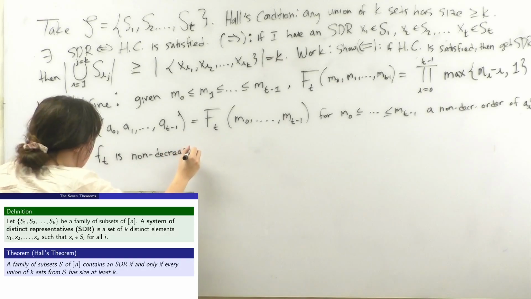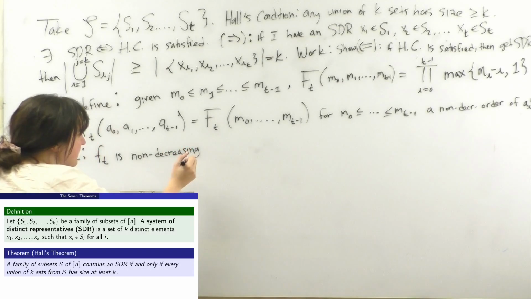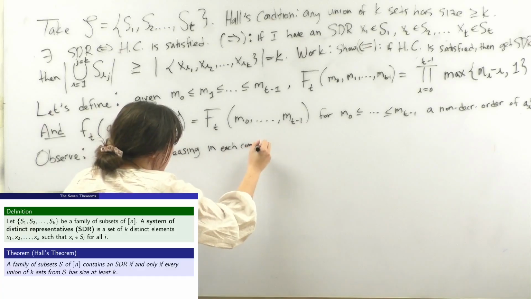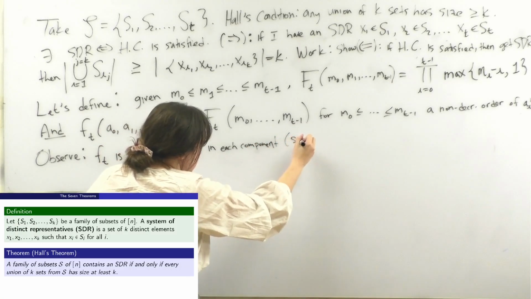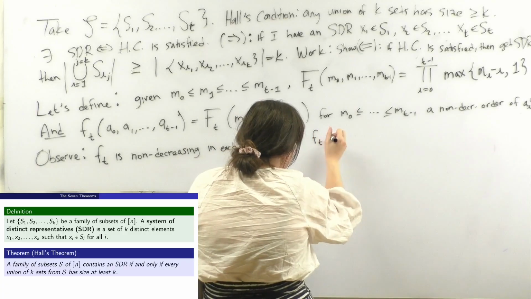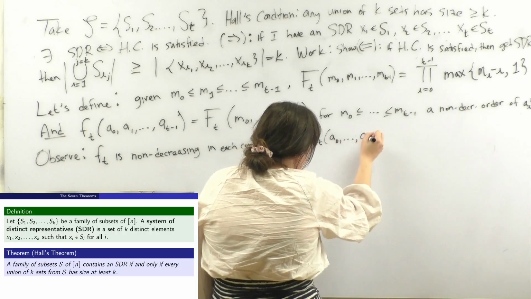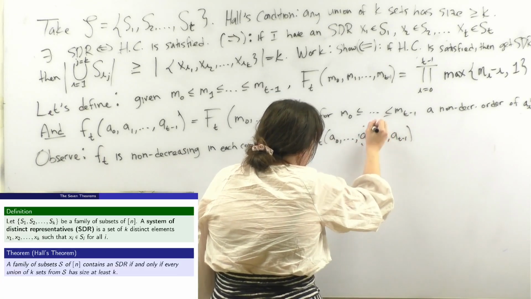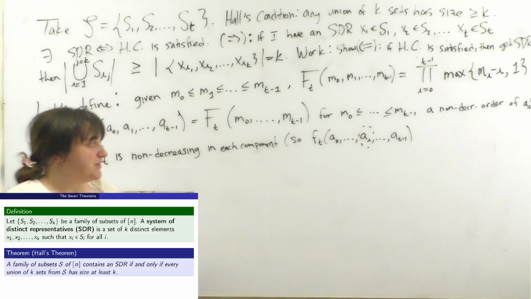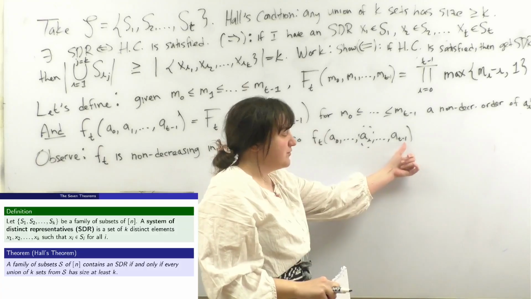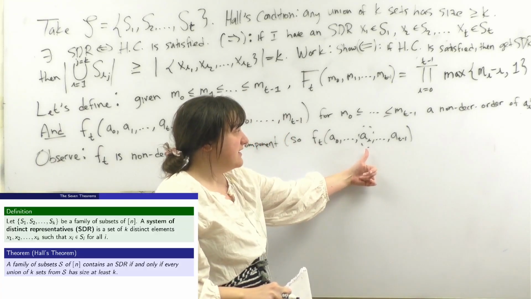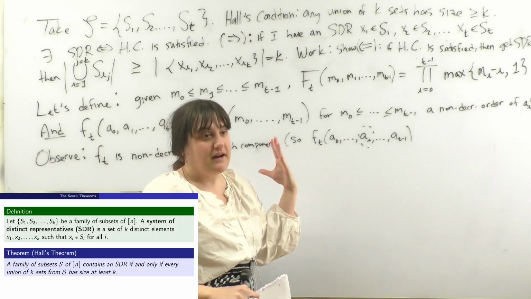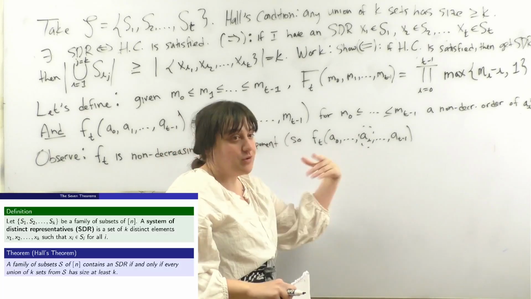I'm just going to observe that lowercase ft is non-decreasing in each component, which is to say, for any component i that I fix, if I look at plugging in a list a_0 through a_{t-1}, and I think about what happens if I leave most of the list fixed and just increase this a_i, I should get an equal or larger number when I do that.